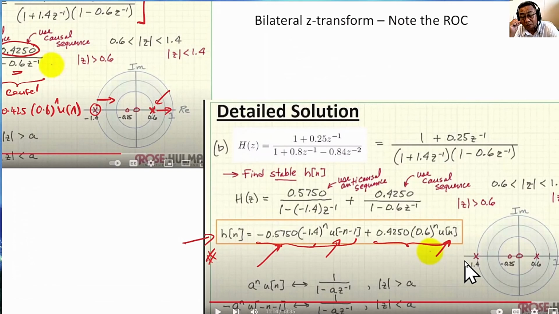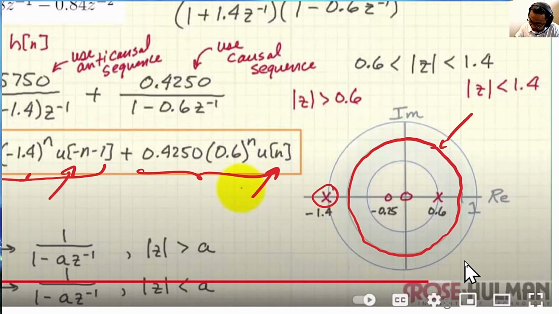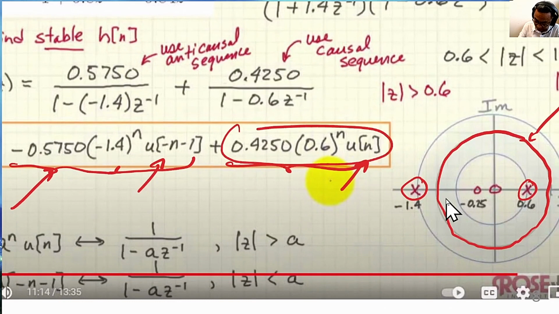To recap, for a system to be stable, the ROC must include the unit circle, and now we have a choice of selecting the ROC for these two poles. For 0.6, the ROC must extend outwards so that you have a chance to touch the unit circle. For the minus 1.4 pole, the ROC must extend inward to touch the unit circle. The intersection is the ROC, and when it extends inward, it is anti-causal. For 0.6, when it extends outward, it is causal. So that is why we have these two cases here.